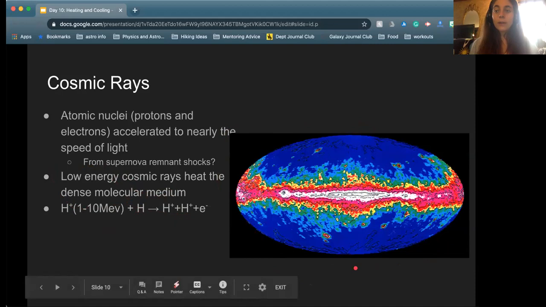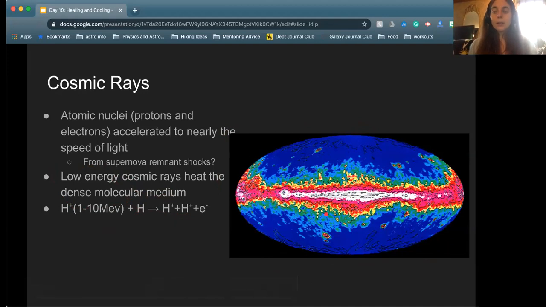When these cosmic rays interact with other gases, you can produce gamma rays. So that's why it's our best way of measuring the density of cosmic rays in the disk of the Milky Way.